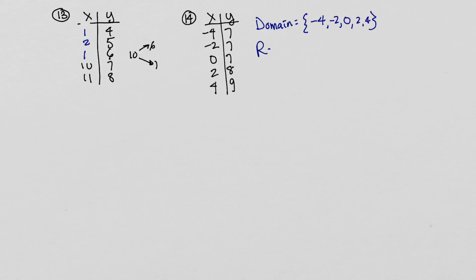And the range, these are the output values. So the range is going to be the collection of output values. So what do we have in the output? What numbers? We got 7. Now, even though it appears 3 times, I'm just going to write it once because it's just 7. 7 appears, 8 and 9. So we're going to have 7, 8, and 9.